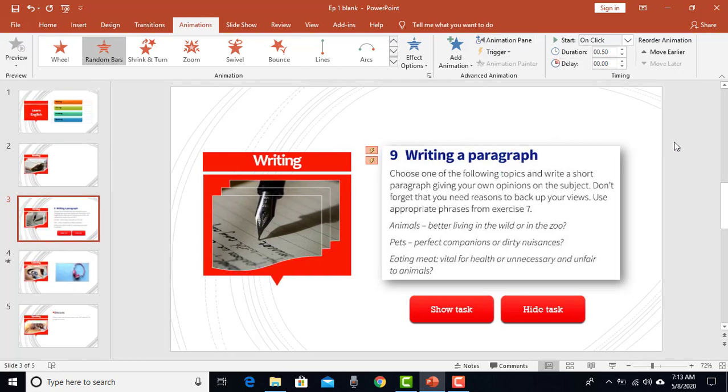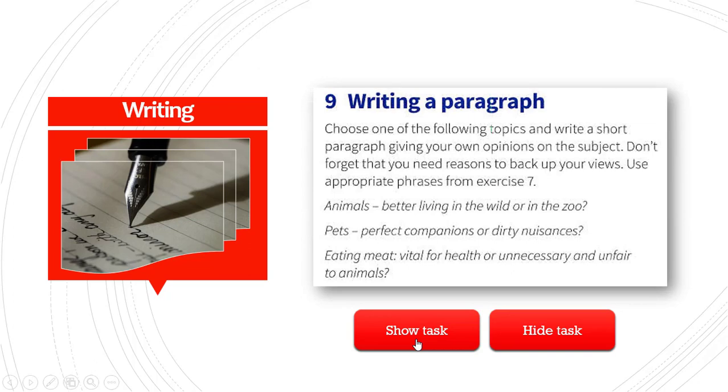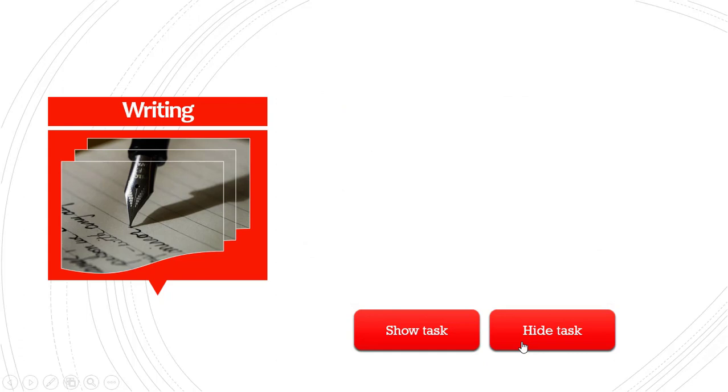Let's close this and let's see. Show task. Click on it. The image appears. Hide task. The image will disappear. So we're done with this trick as well.